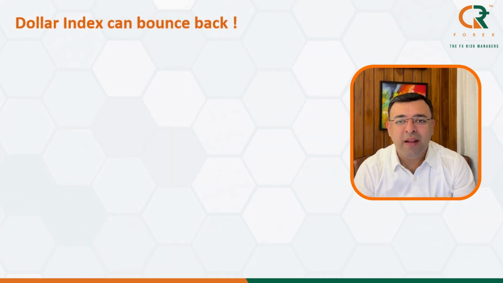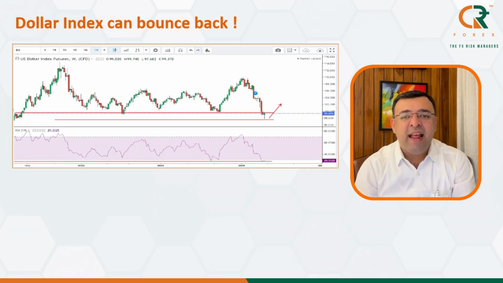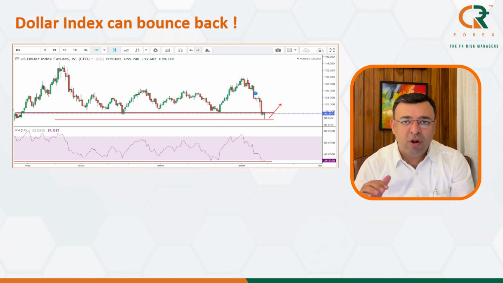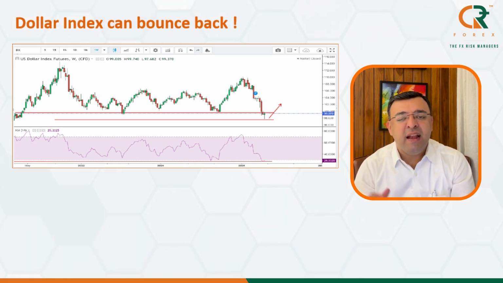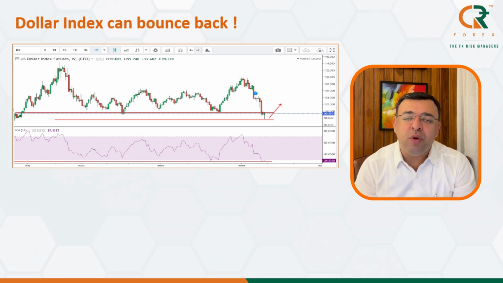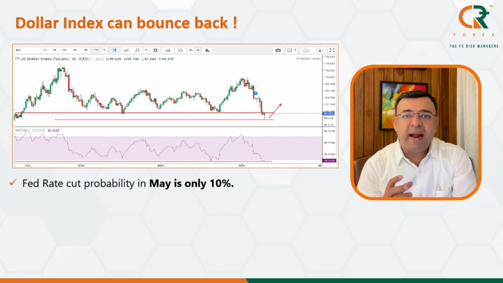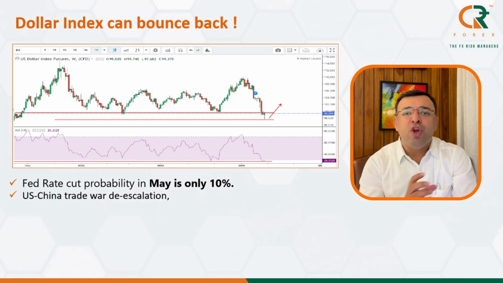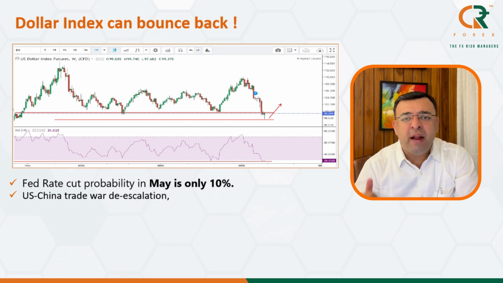Now let us look at what is happening in the dollar index chart. If you see the dollar index chart, it is giving us an indication technically that 99 is going to act as a strong support and the dollar index can bounce back towards 102.50 levels. Fundamentally, there can be two reasons why the dollar index can move towards 102.50 to 103 kind of levels. First reason, the market is expecting that there is only a 10% probability that the Fed will cut interest rates in the month of May. Second, any de-escalation between US and China can take the dollar index higher.